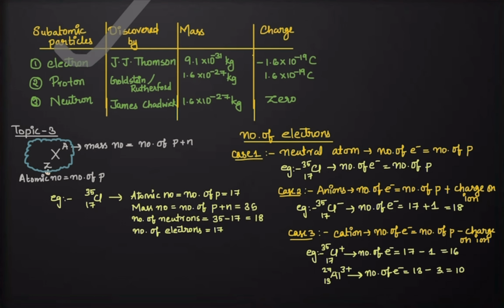Subatomic particles: electron, proton, and neutron are subatomic particles. Electron was discovered by J.J. Thomson. J.J. Thomson discovered the electron, and its mass is 9.1 × 10^-31 kilogram, which is negligible, a very small mass, right?